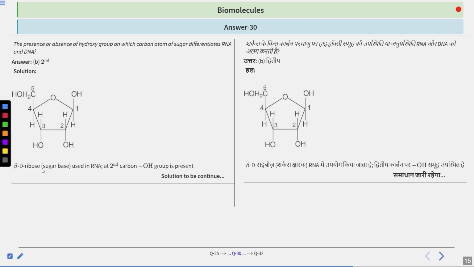So this is beta D ribose, which is a sugar base. It is used in RNA, and at the second carbon you can see an OH group is present. One OH group is attached. OH is also attached at the first carbon and third carbon, but here concentrate on the second position, where the OH group is attached in the beta D ribose, which is used in the RNA structure.